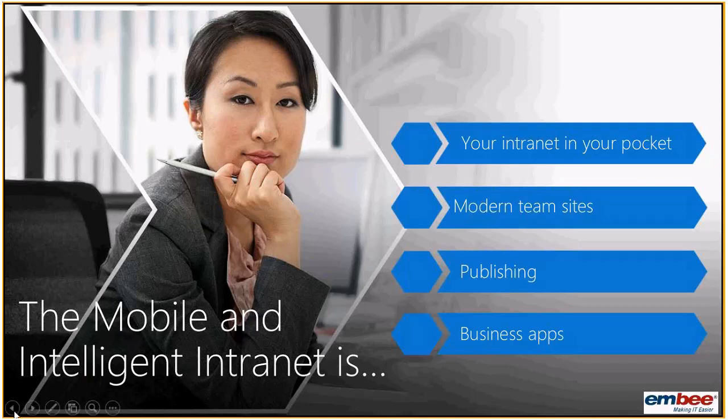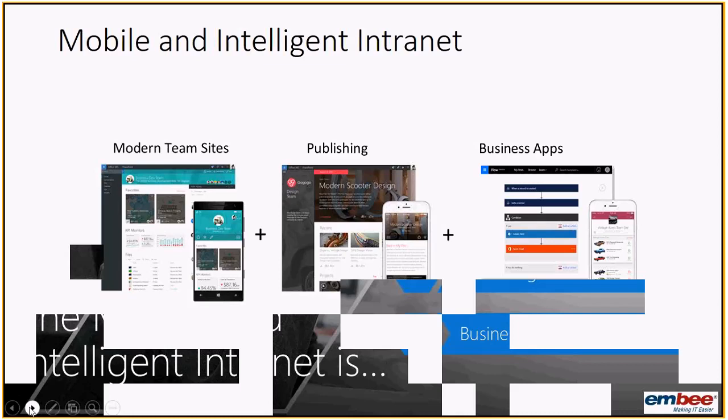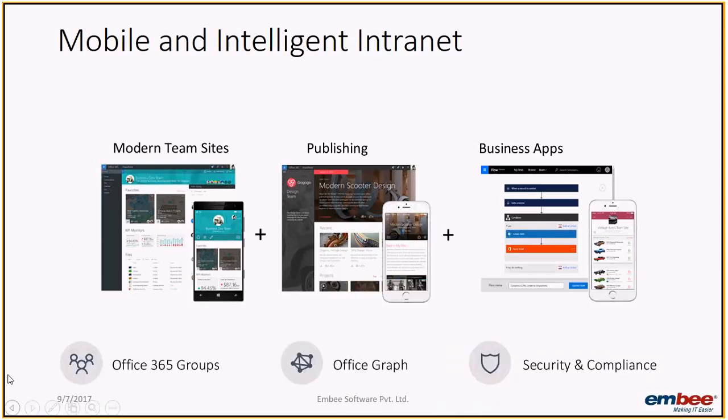Now moving ahead. When we talk about the apps, the modern team sites, the publishing sites, everything is very much integrated. So we have a mobile and intelligent intranet. On the go, you access your data, and it is intelligent. How is it intelligent? At the back end, it uses Office Graph.